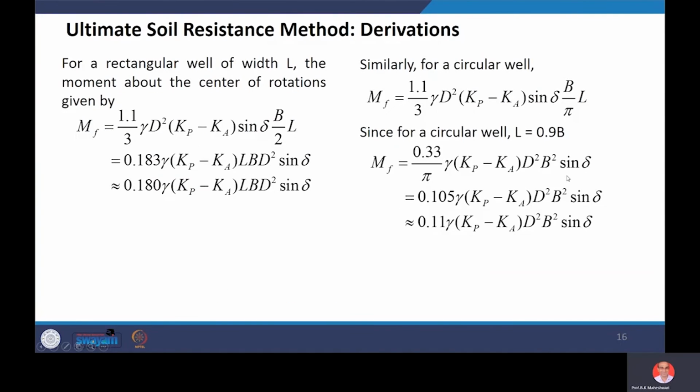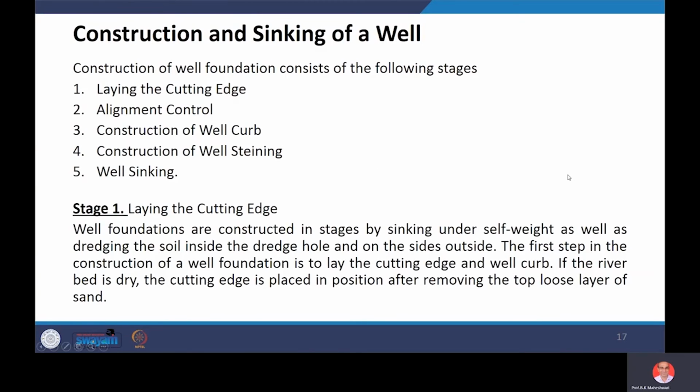Now let's discuss the construction and sinking of a valve. Construction of a valve foundation consists of the following 5 stages. First is laying the cutting edge. Second, alignment control. Third, construction of the valve curve. Fourth, construction of the valve steining, and finally valve sinking. So let's discuss them one by one.